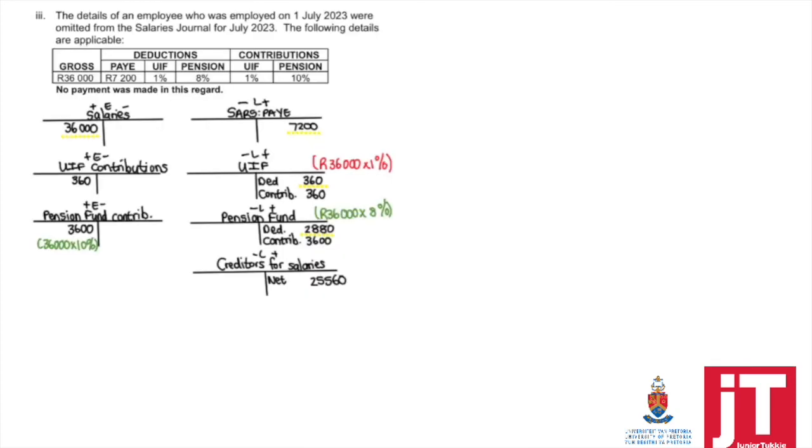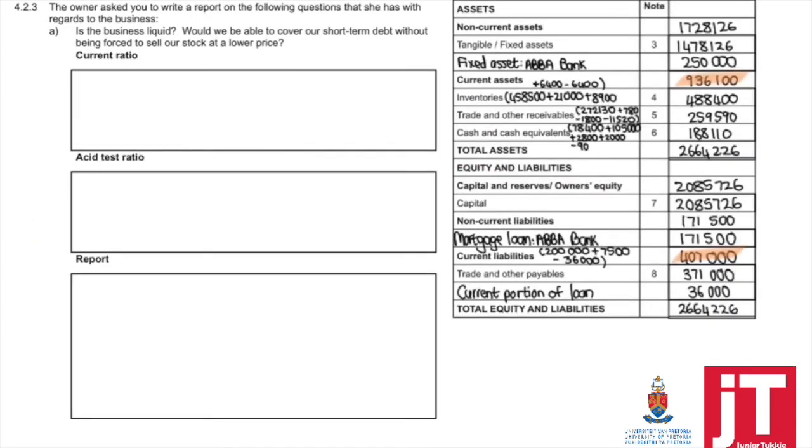Now we've completed that. Question 4.2.3, the owner asks you to write a report on the following questions. So the first question, is the business liquid? Would we be able to cover our short-term debt without being forced to sell our stock at a lower price? These are the type of questions that we need answers to. And when we're looking at those questions, we're looking at the current ratio and the acid-test ratio.